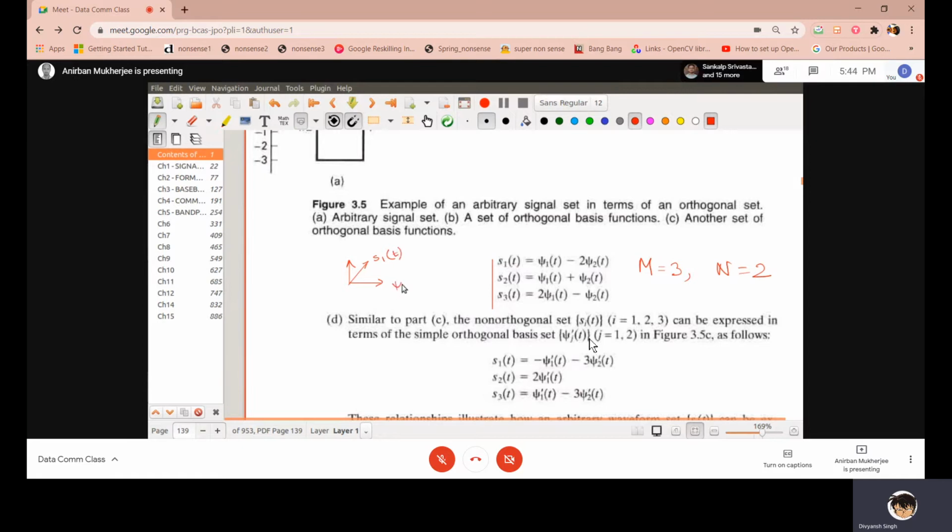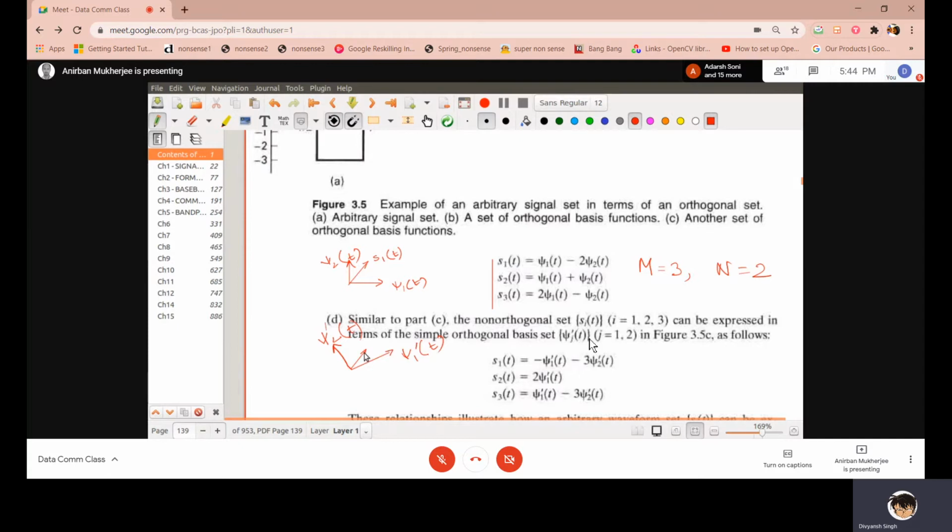Okay. And this is your psi 1t, and this is your psi 1t. Now, you may be confused about how you are getting psi 1 prime and psi 2 prime. I can also break it in this way. Say, this is my S1t. I am breaking it, so this is my psi 1t direction, and this is my psi 2t direction. Psi 1 prime t direction, psi 2 prime t.